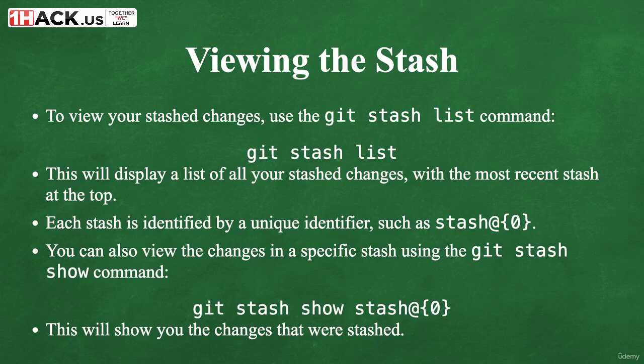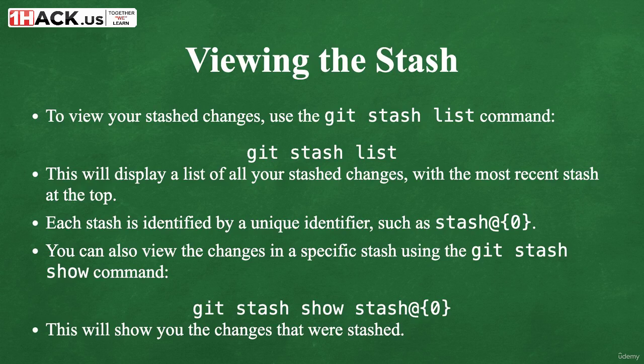Now that you know how to stash your changes, let's talk about how to view your stash. To see a list of all your stashed changes, you can use the git stash list command. This will display all the stashes you've created, with the most recent stash at the top. Each stash is identified by a unique identifier, such as stash@{0}. This identifier is important, as you'll need it to apply the stash changes later.